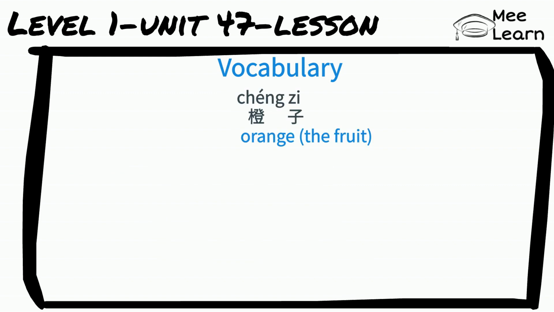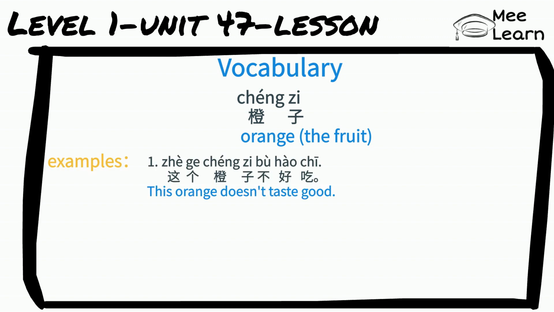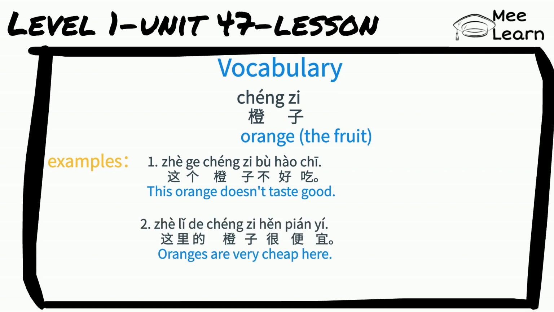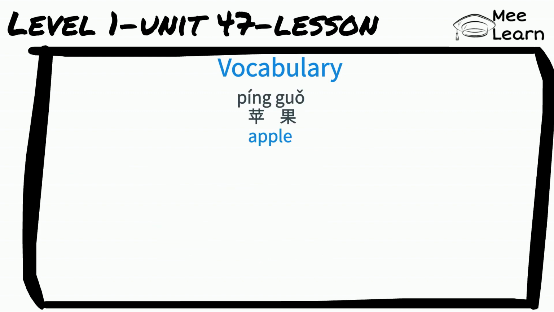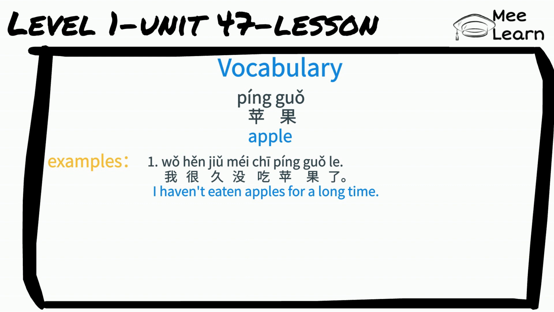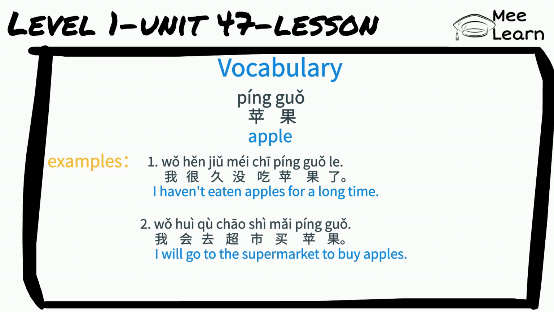橙子 orange, the fruit. For example, 这个橙子不好吃 This orange doesn't taste good. 这里的橙子很便宜 Oranges are very cheap here. 苹果 apple. 我很久没吃苹果了 I haven't eaten apples for a long time. 我会去超市买苹果 I will go to the supermarket to buy apples.